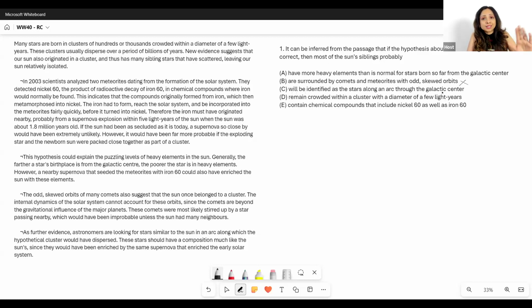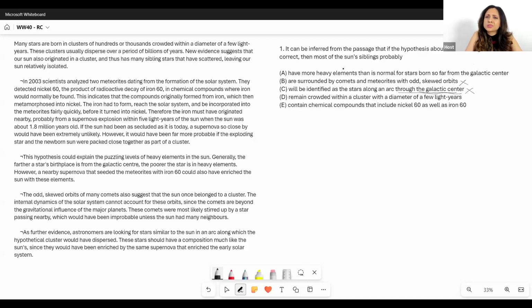But we know that it is quite far away from the galactic center, in fact, right? We know that the sun and its siblings originated very far away and they dispersed there only. Of course, they are not found through the galactic center. That has not been given to me anywhere. Again, that data is not available. So this particular thing means that this is incorrect. They remain crowded within a cluster with a diameter of a few light years.